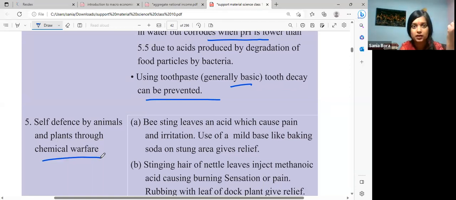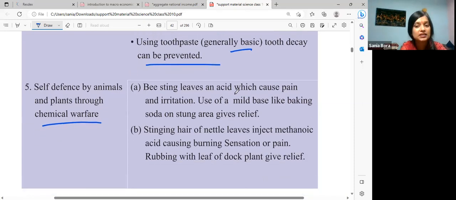And then self-defense by animals and plants through chemical warfare. Have you ever seen a bee sting? When a bee stings, there is a reaction in our hands and we feel itching and some rashes. A bee sting leaves an acid which causes pain and irritation. Use of a mild base like baking soda on the stung area gives relief. And the stinging hair of nettle leaves injects methanoic acid, which causes a burning sensation or pain. Rubbing with a dock plant leaf, which is basic in nature, gives relief. Clear?